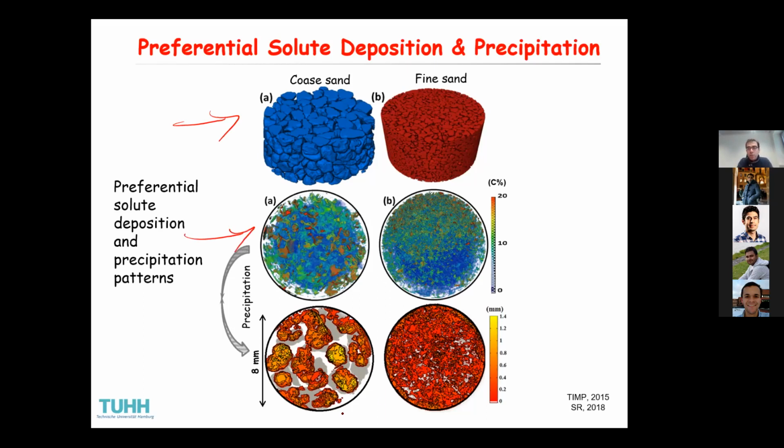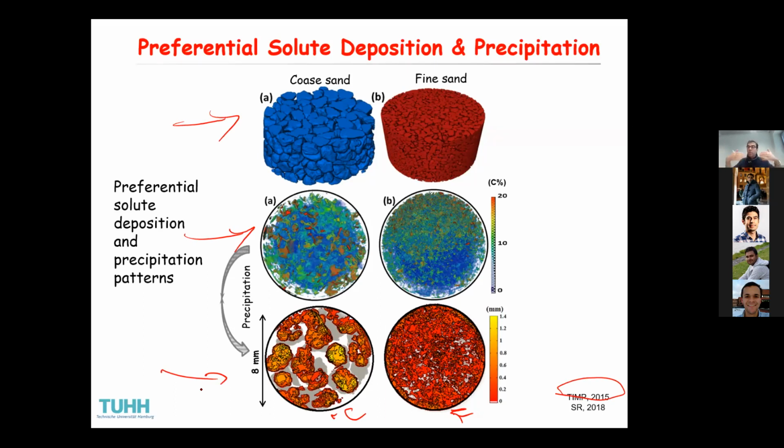So if you continue this experiment, of course, this is not the same experiment. That is another paper from 2015, with different material. We have coarse textured material and fine textured material. Here, the color is the depth of the crystallized salt. In the middle row, we are talking about dissolved salt, but in the bottom row, I show the crystallized salt.